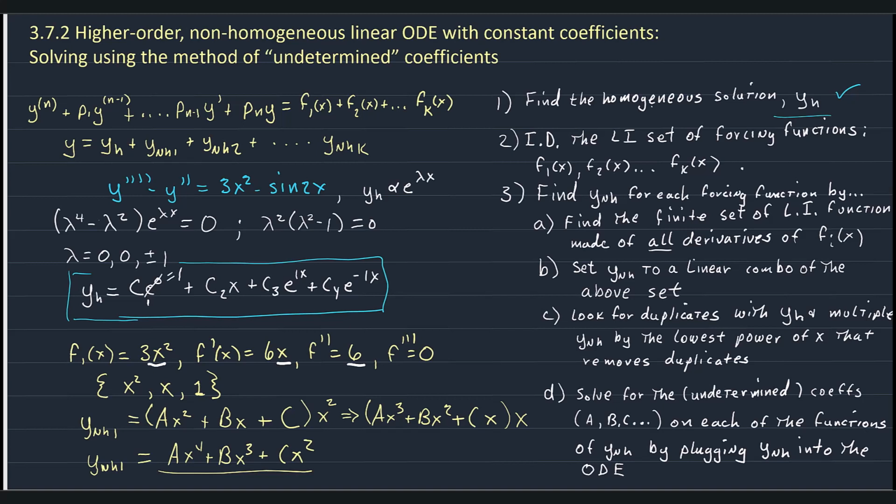Okay, so we now know that we have a solution, and the last thing we have to do is to solve for the undetermined coefficients, the a, b, and c, and we do that by plugging this into our original equation and finding the values that leave us with a 3x squared.